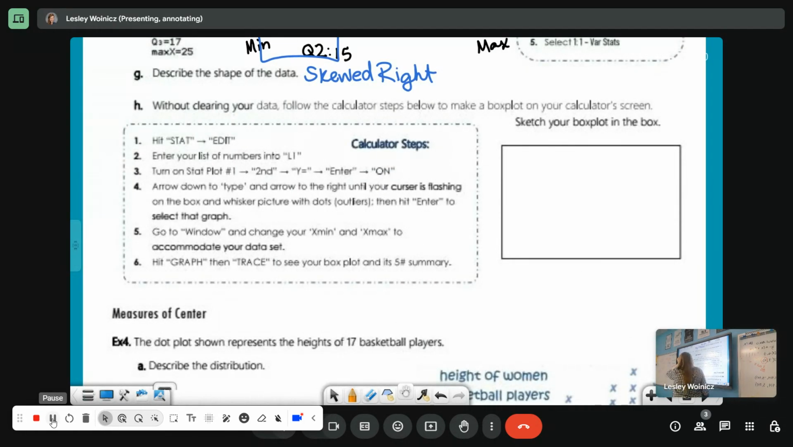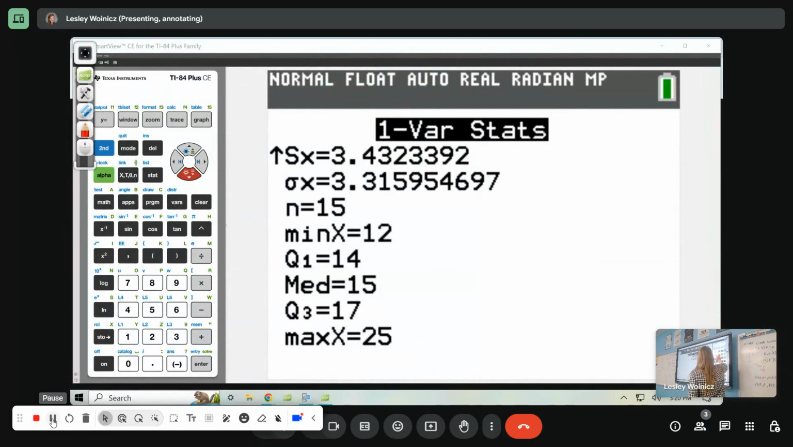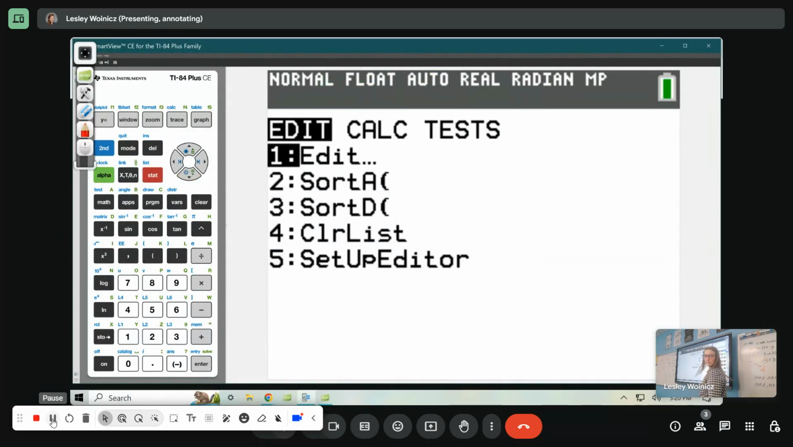Without clearing your data, follow the calculator steps to make a box plot on your calculator screen and sketch it. Ooh, okay. Let's do this. All right, we're going to go to Stat and hit Edit. Oh, we already did the list of numbers. All right, we're going to skip to number 3. We're going to turn on Stat Plot number 1.